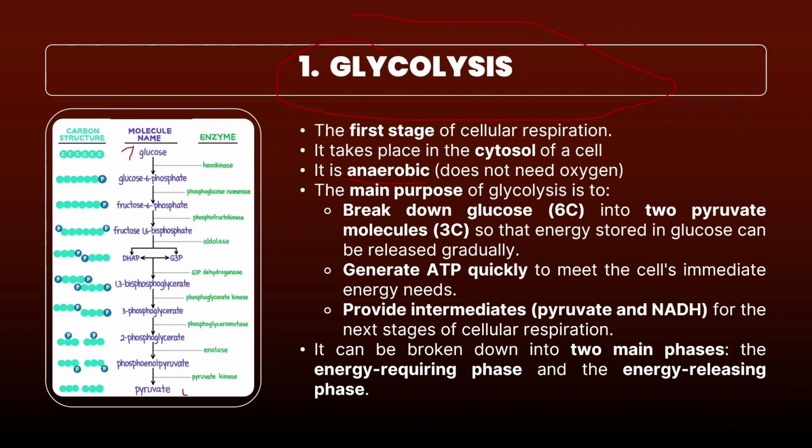Glycolysis can be divided into two major phases. The first is the energy requiring phase, and the second is the energy releasing phase. In short, the cell will first spend a little energy in order to earn a larger amount for the next stages.